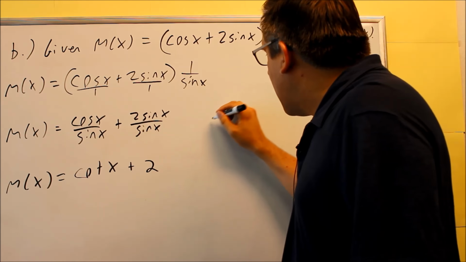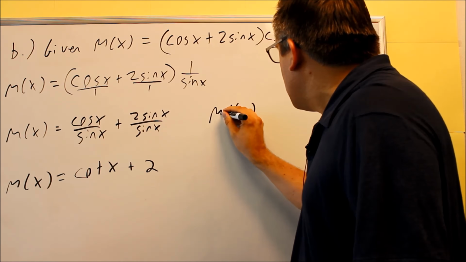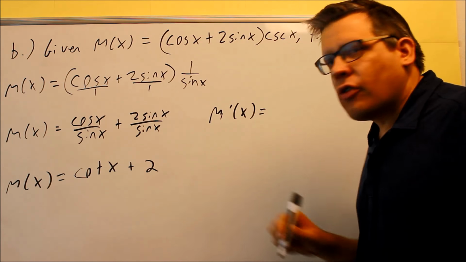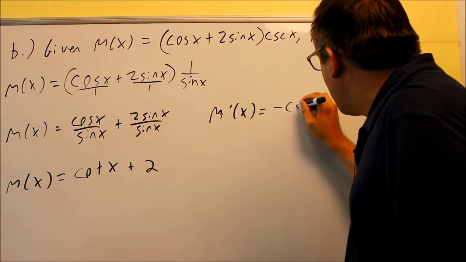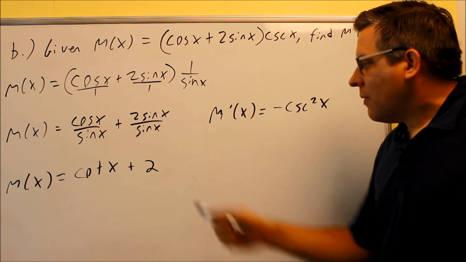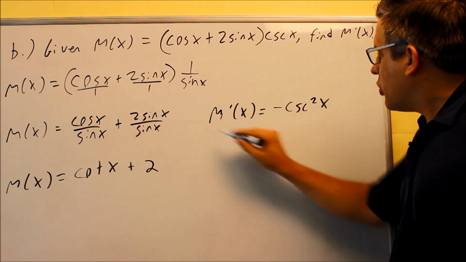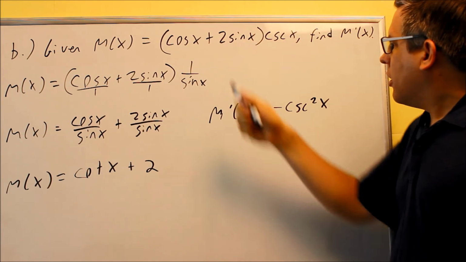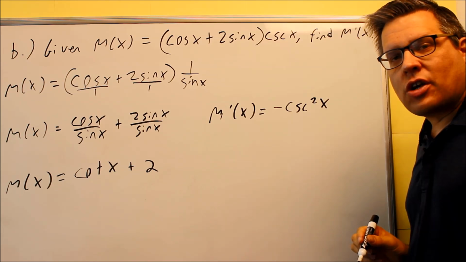So now I can just apply the derivative directly to this. I don't need to use the product rule anymore. The derivative of cotangent is negative cosecant squared x. The derivative of 2 is 0, which means that now this is going to be your final answer. The derivative of this whole thing is simply negative cosecant squared x.